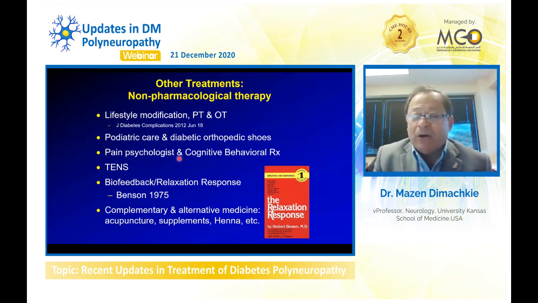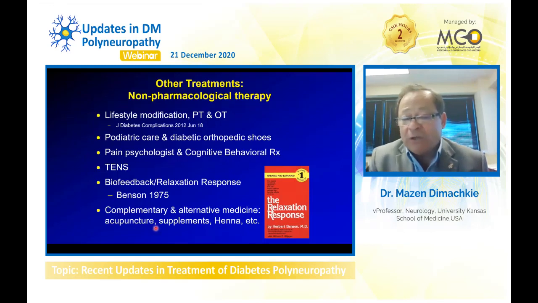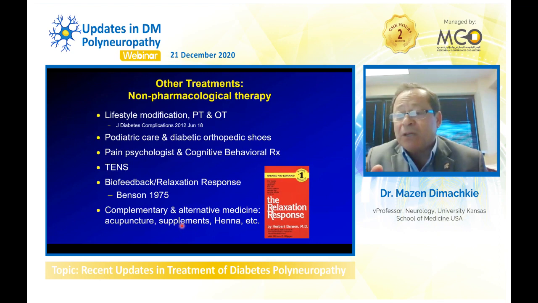Sometimes it's a matter of a pain psychologist seeing the patient, or cognitive behavioral therapy instruction, or a TENS unit, or biofeedback and relaxation response. I suggest this book typically. I've heard of patients having benefit from acupuncture, foot massage, supplements, but not too much B6, because we know doses of vitamin B6 more than 50 milligrams can induce neuropathy.